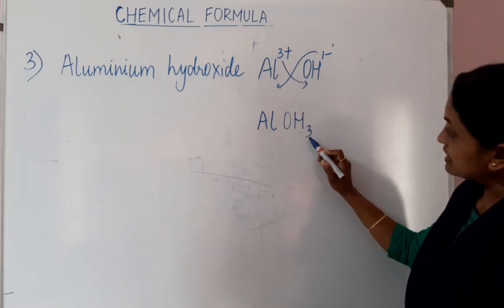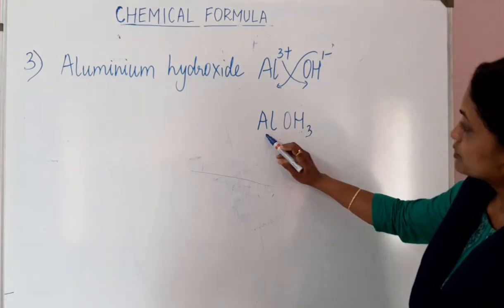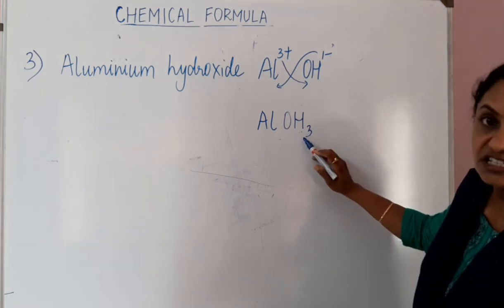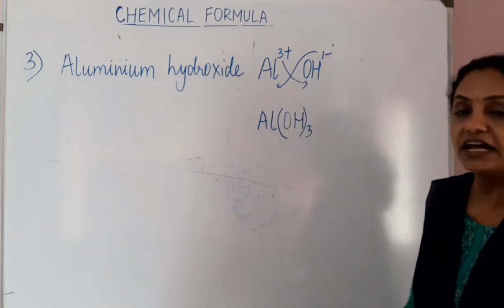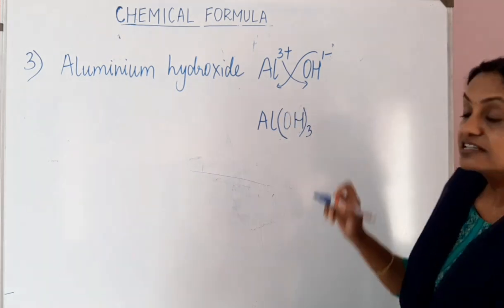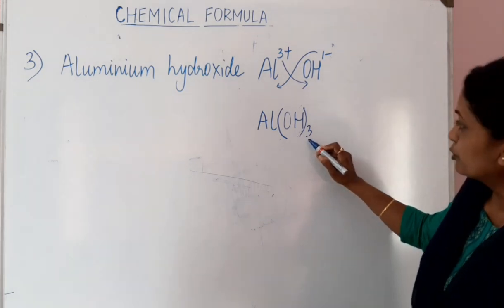If I write the 3 just like this, it would be understood that aluminium is 1 atom, oxygen 1 and hydrogen 3. But this 3 is for both of them, so we have to put a bracket. Unnecessarily we don't put a bracket; wherever it is required, only then we put a bracket.